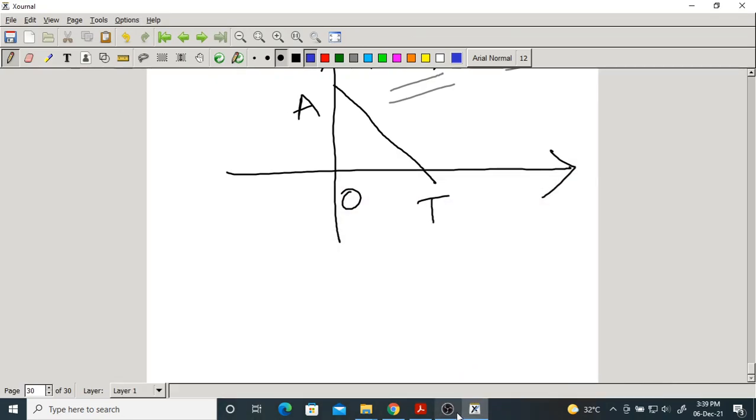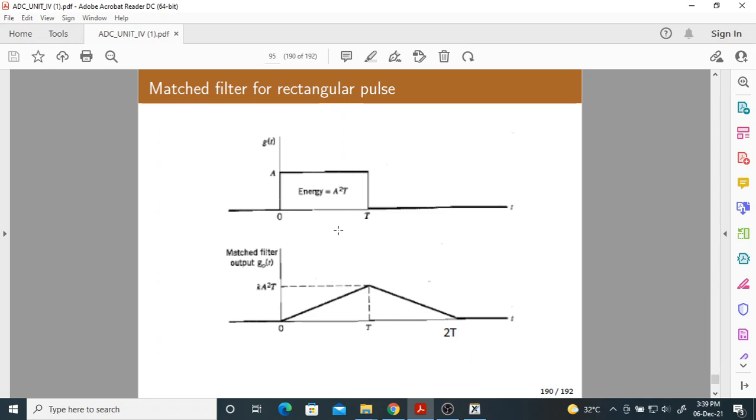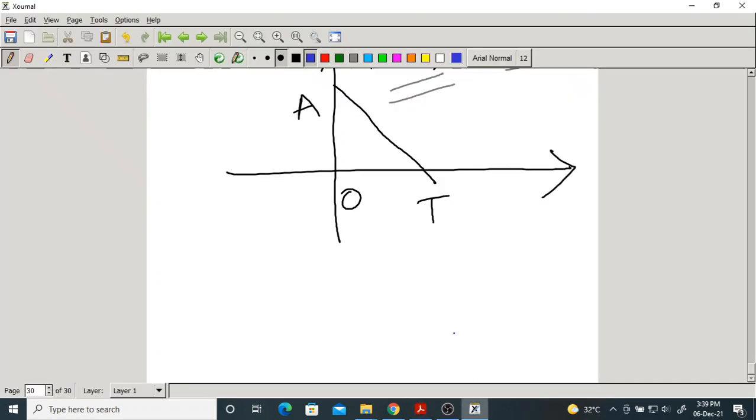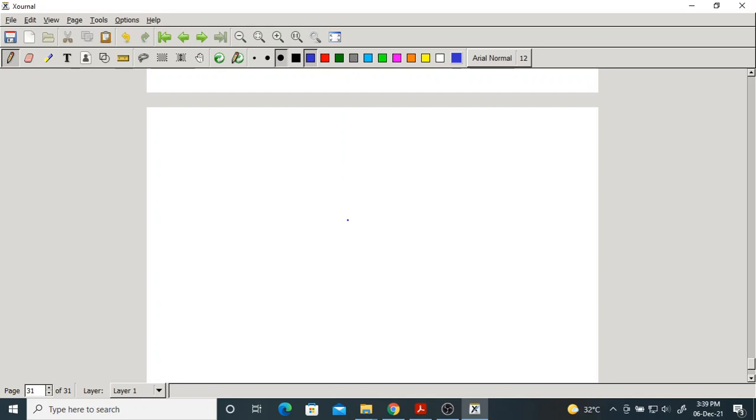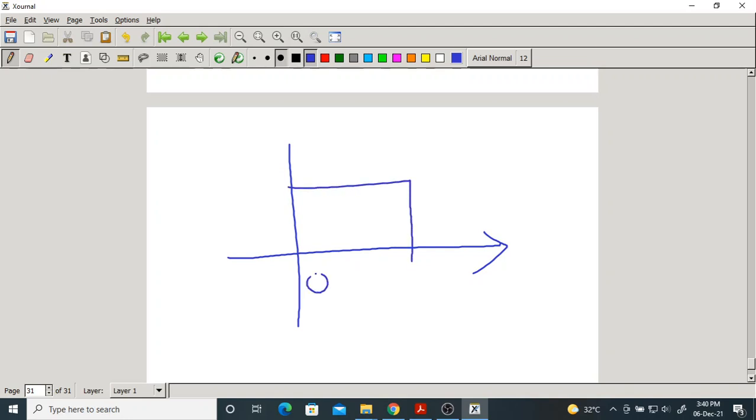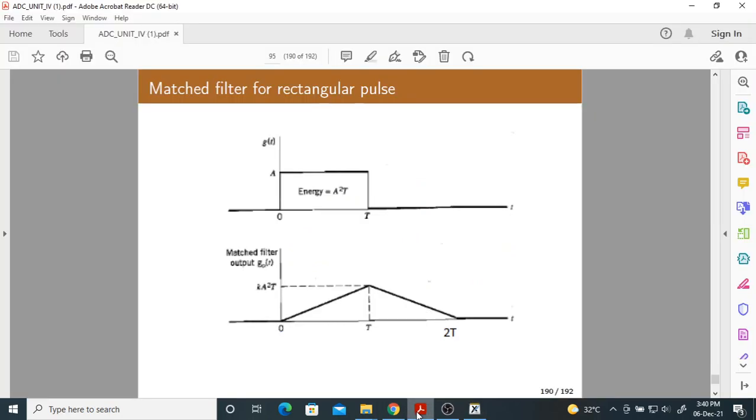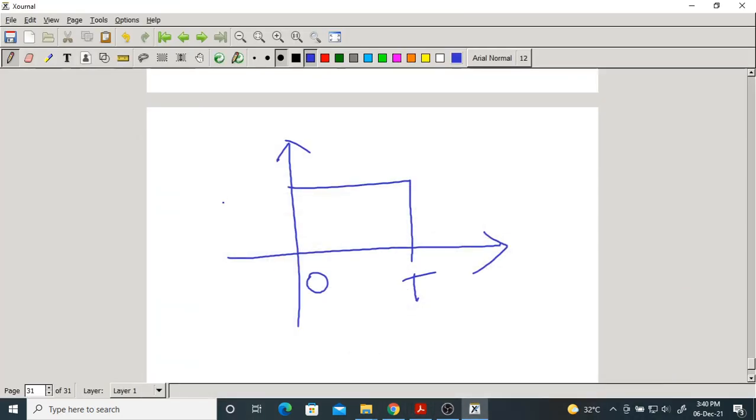Right. So we'll take a simple example, one more example. If g of t is a simple rectangle, it becomes very simple, no? From 0 to T. What amplitude did they give us? A. If this is g of t.